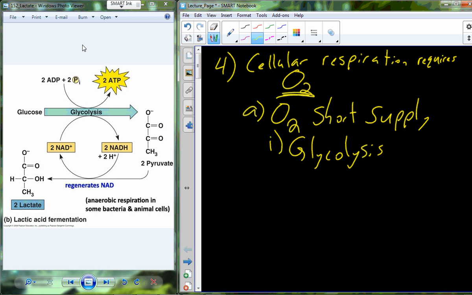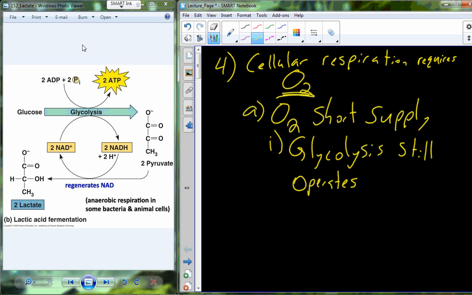Now, when you look at cellular respiration, there are basically three components: glycolysis, Krebs cycle, and the electron transport chain. The Krebs cycle and the electron transport chain both will shut down, or at least greatly reduce the production of ATP when we reduce oxygen supply. But glycolysis is unaffected by oxygen supply. So glycolysis is frequently referred to as the anaerobic portion of cellular respiration. We don't need oxygen for glycolysis.